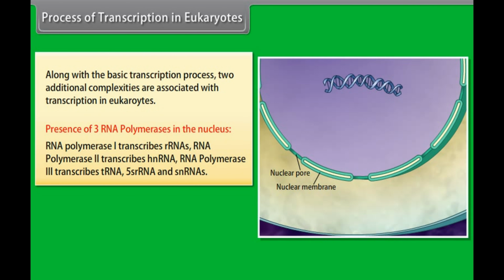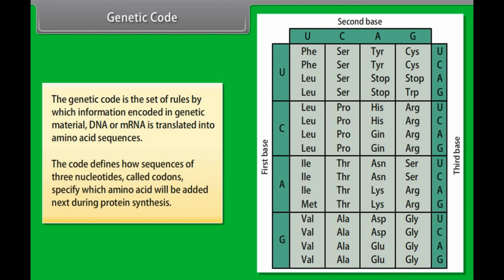Genetic code. The genetic code is the set of rules by which information encoded in genetic material, DNA or mRNA, is translated into amino acid sequences. The code defines how sequences of 3 nucleotides, called codons, specify which amino acid will be added next during protein synthesis. Salient features of the genetic code.